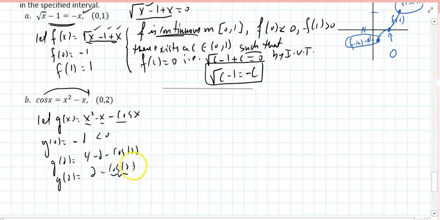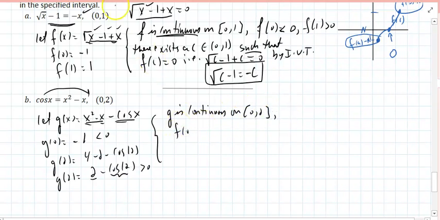Recall that for any value of a cosine, the smallest this could ever be is negative 1, plus 2. That is positive for sure, without knowing exactly what cosine of 2 is. And now we state the same thing. g is continuous. You must, because it's a polynomial and a sine or cosine, they're always continuous on the closed interval from 0 to 2.